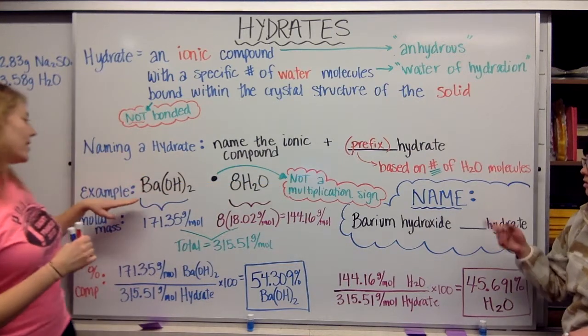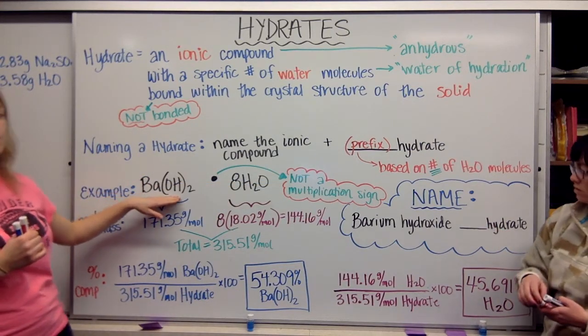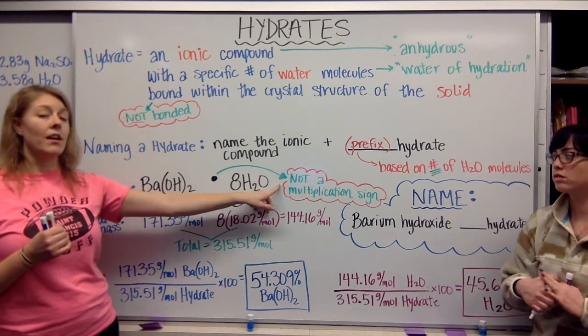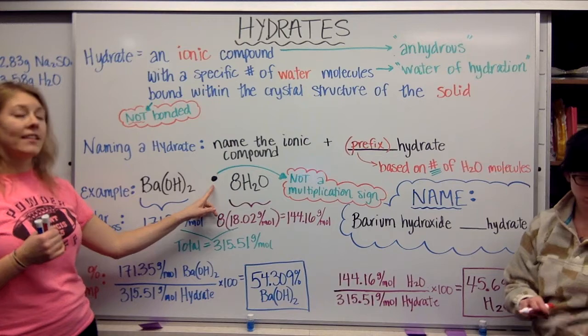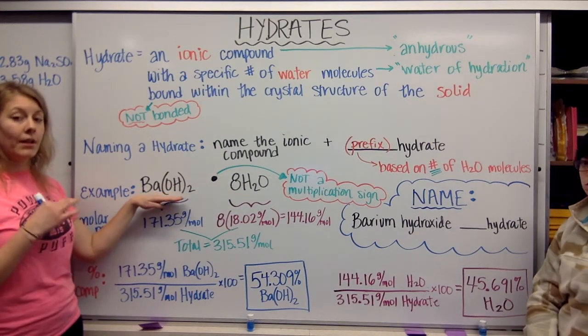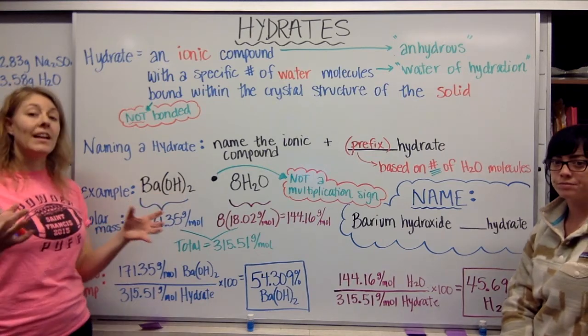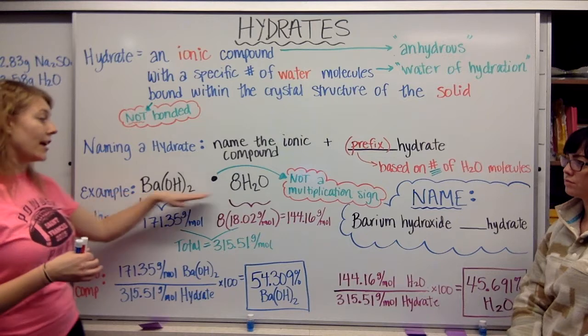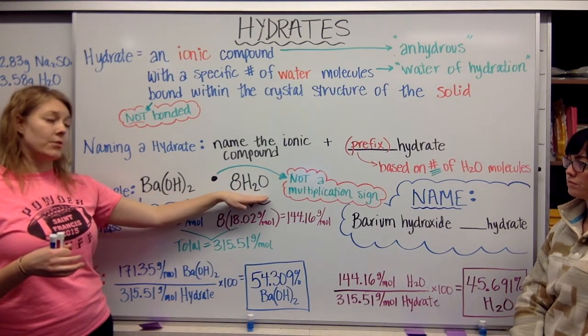Over here, our example, Ba(OH)2 dot 8H2O. Now, this dot is not a multiplication sign. This dot is telling us that the water is not chemically reacting with the barium hydroxide, but it is absorbed into the structure, okay? So this is the entire hydrate, Ba(OH)2 dot 8H2O.